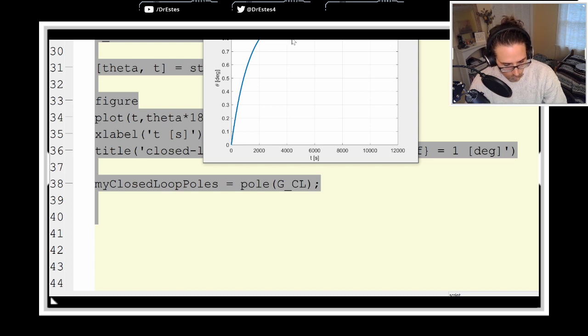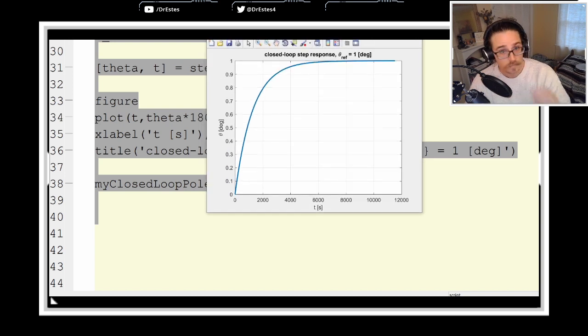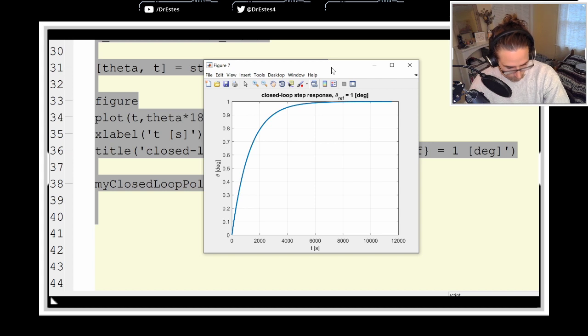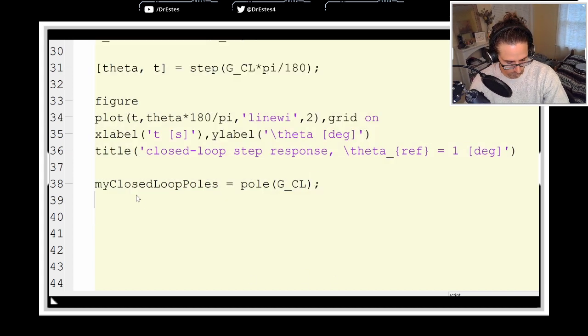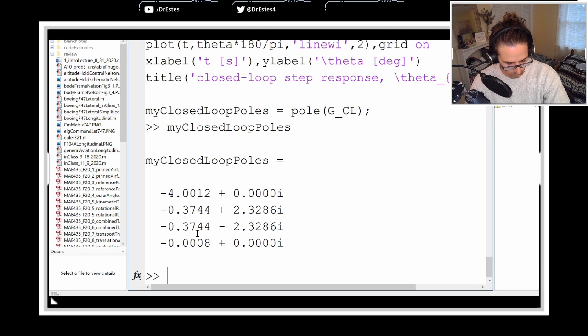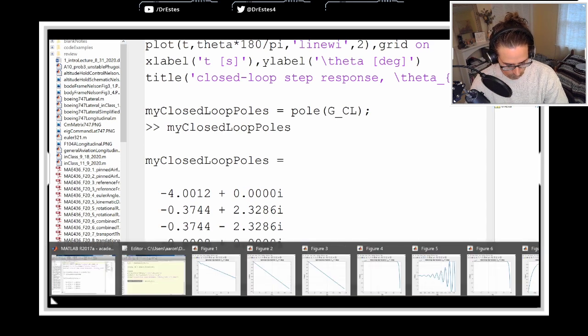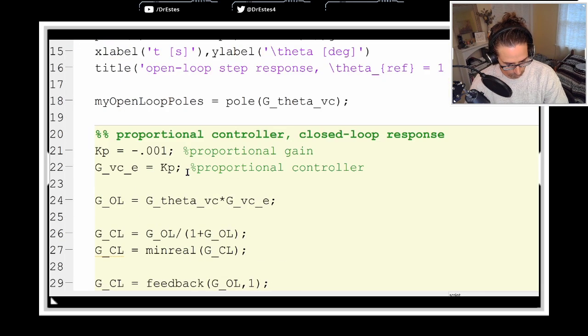Wait! Wait a second. Okay, what are our poles? Wait, we're all stable. Okay, what if we pump this up a little bit?